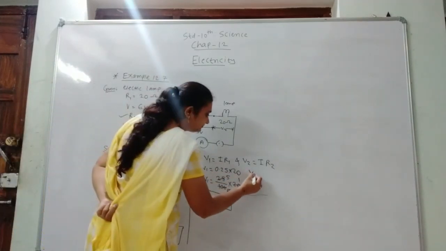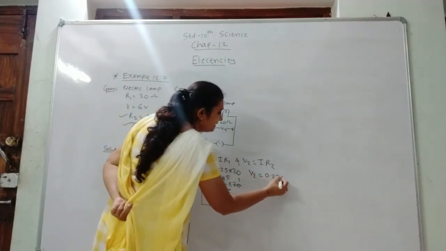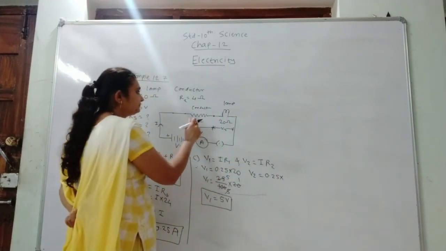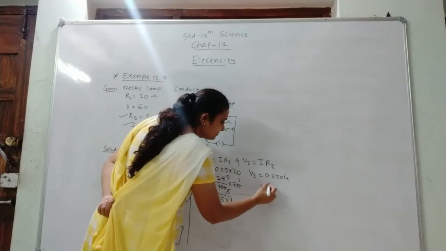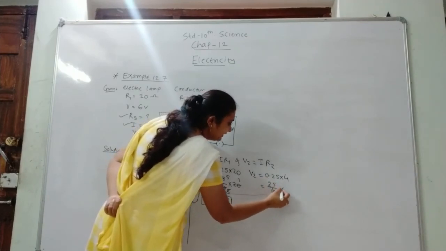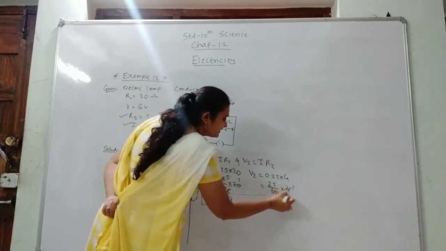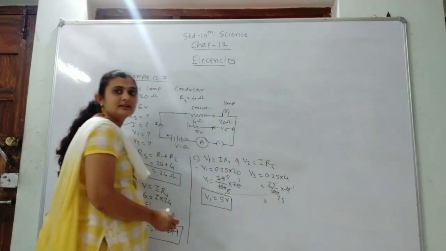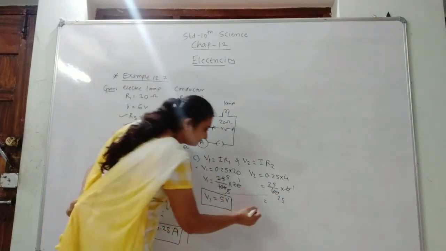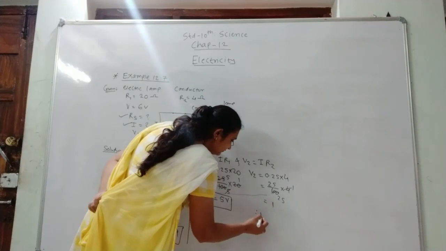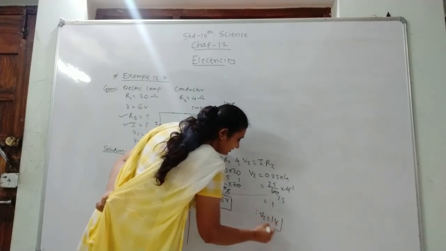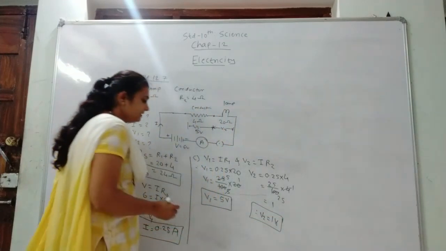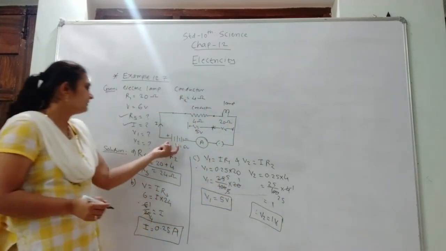V2 is equal to 0.25 times R2, 4 ohm. 0.25 is 25 upon 100 into 4. 4 ones are 4, 25 upon 25 is 1. Therefore, V2 is equal to 1 volt. Then our answer is correct. 5 volt plus 1 volt is equal to 6 volt.